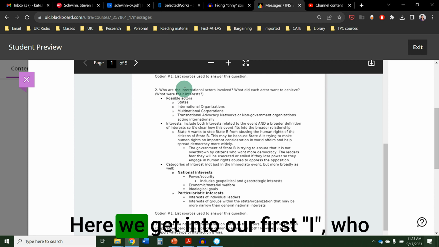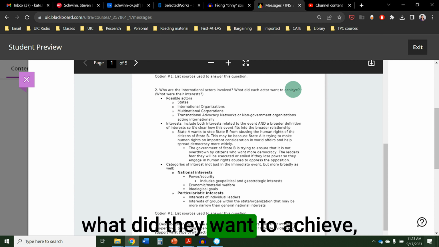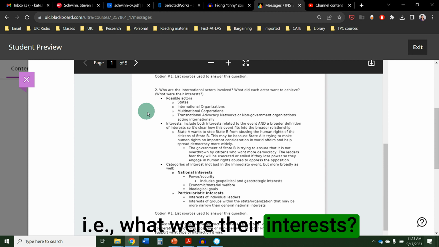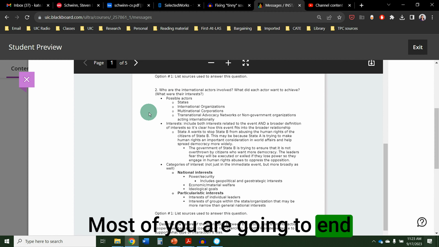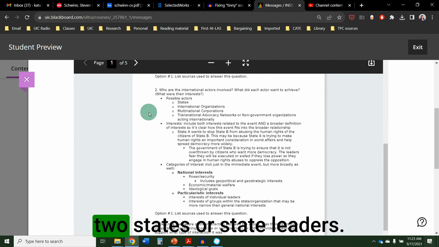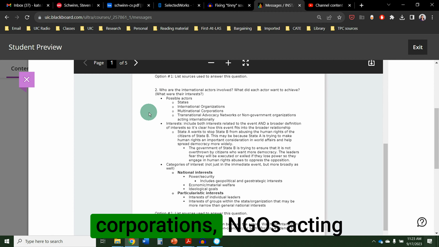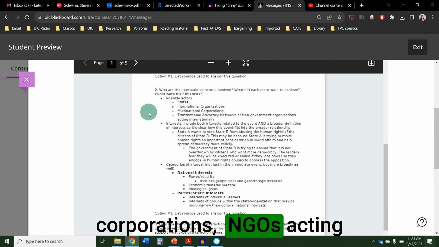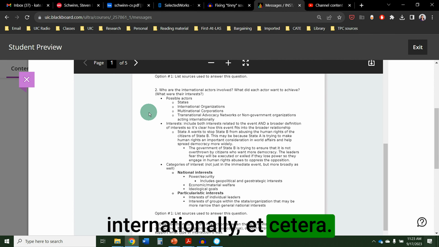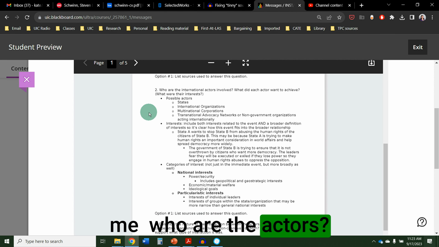Question 2, here we get into our first I. Who are the international actors and what did they want to achieve, i.e. what were their interests? Most of you are going to end up doing something involving two states or state leaders, but you can also do international organizations, multinational corporations, NGOs acting internationally, etc. So you have to tell me who are the actors.